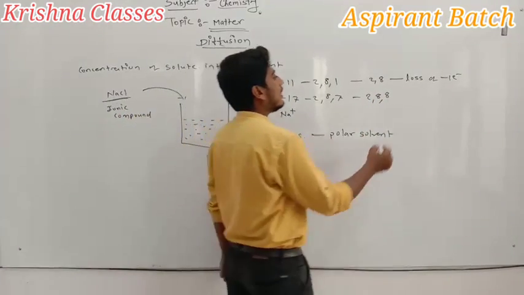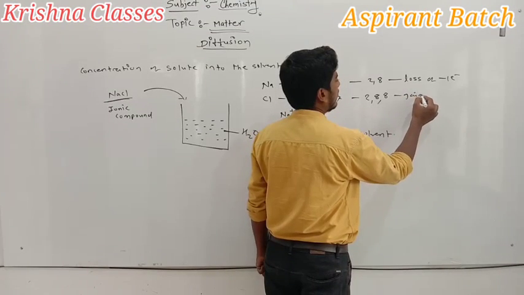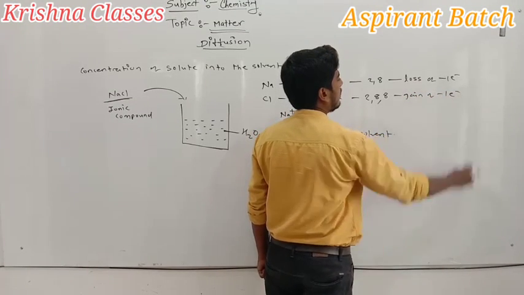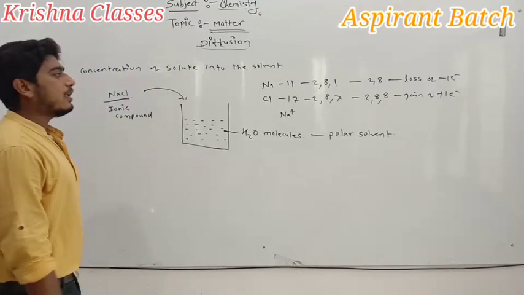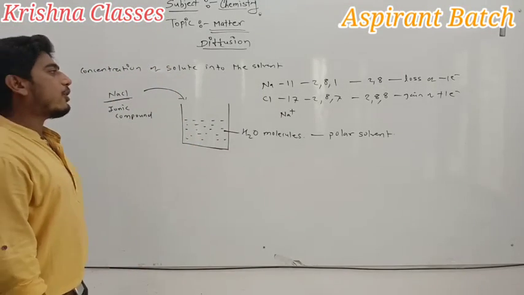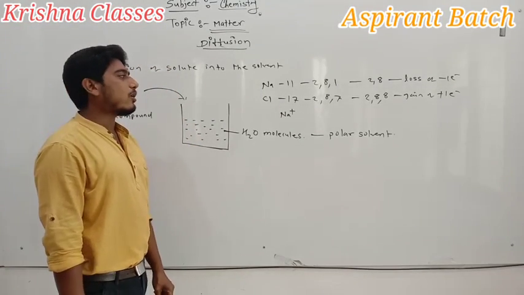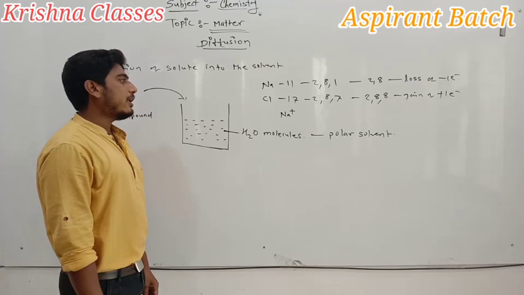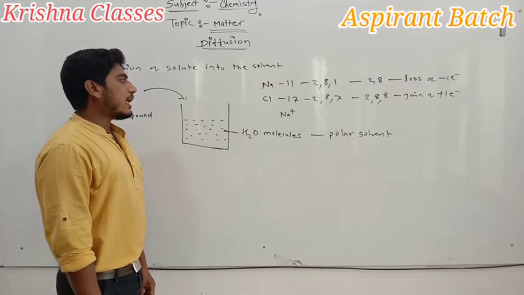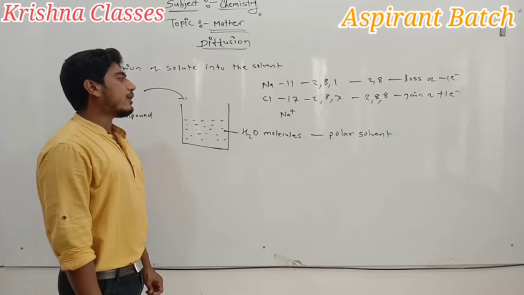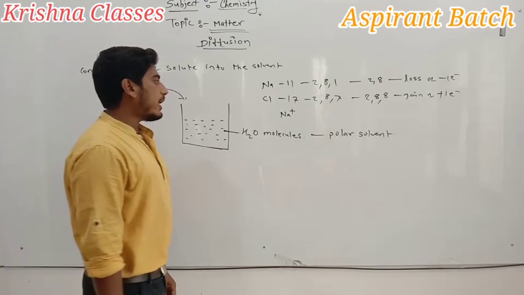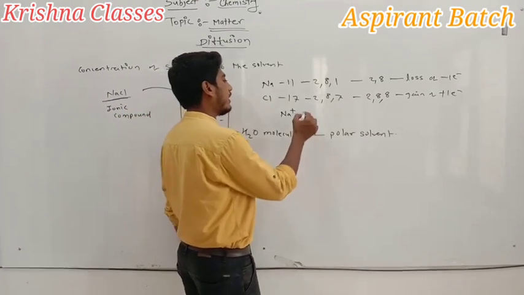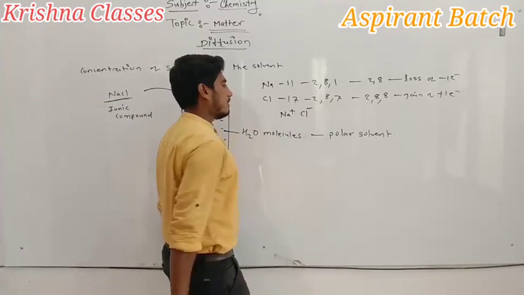Here the gain of an electron takes place, the addition of an electron. We know that an electron carries a negative charge, which means gain of one electron is gain of one negative charge. And due to gain of one negative charge, chlorine carries a negative charge.